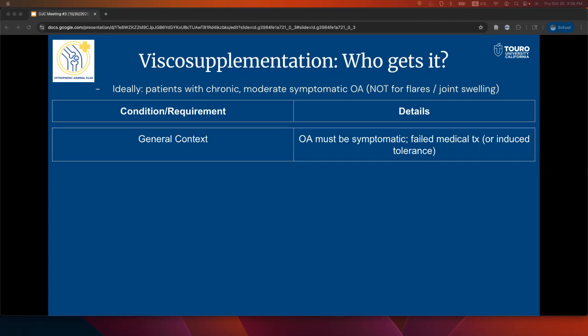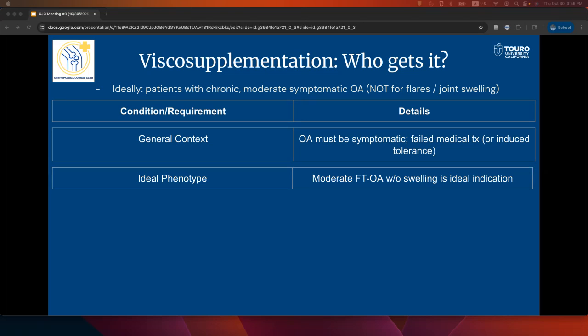So in general context, OA must be symptomatic, and medical treatment, like non-pharmacological treatments, analgesics, NSAIDs, etc., must have failed, or the patient has to achieve an intolerance to those medications. The ideal phenotype is someone with moderate femoral tibial osteoarthritis that does not show any swelling. And that's based on the Kellgren and Lawrence grades 2 and 3 osteoarthritis. I'll talk a little bit about that on the side a little after this slide.